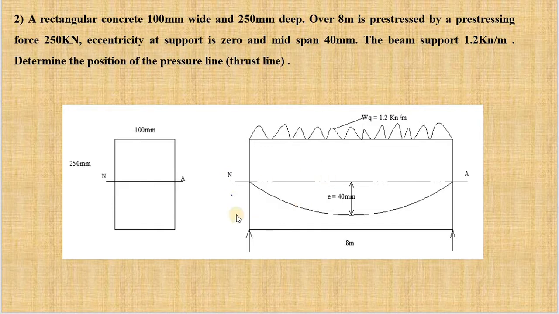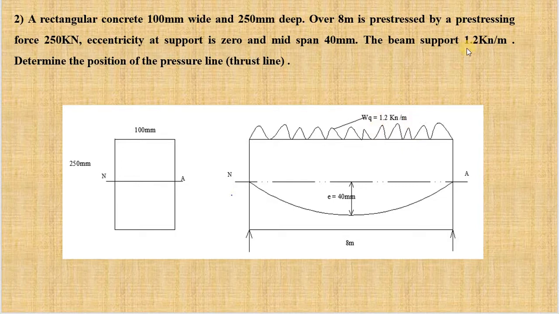Here they have not given the diagram. We should plot by using the following data. That is, the cross section data they have given is 100 mm by 250 mm. It's a rectangle, so it is 100 mm by 250 mm. Next, for the longitudinal section, here what I have written is it's a simply supported beam carrying a UDL.